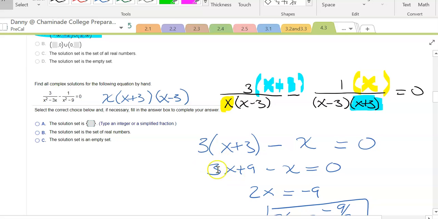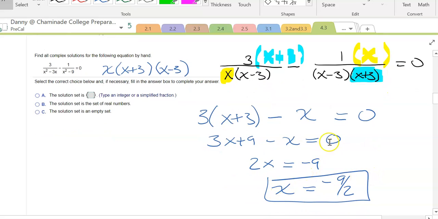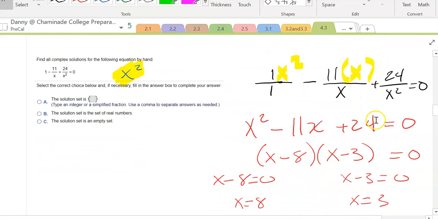That's how I distribute to get 3x plus 9 minus, and then here I am missing the x, and therefore I multiply the top by x, I get x. Now I just collect like terms and solve. Bada boom, bada bing. Moving on. More of the same here.